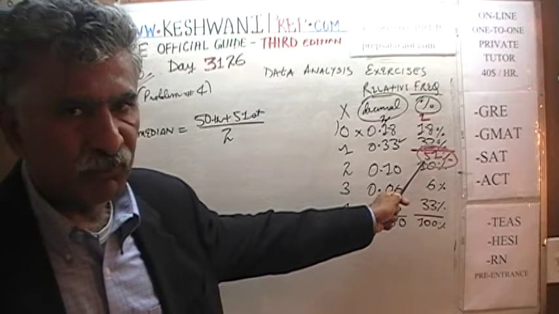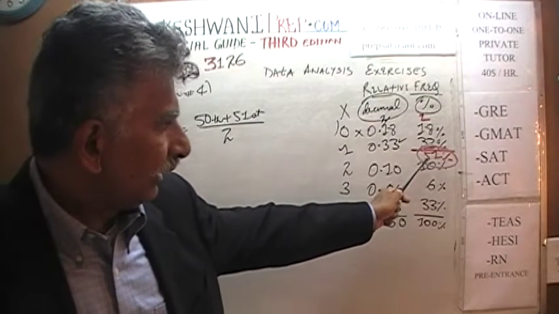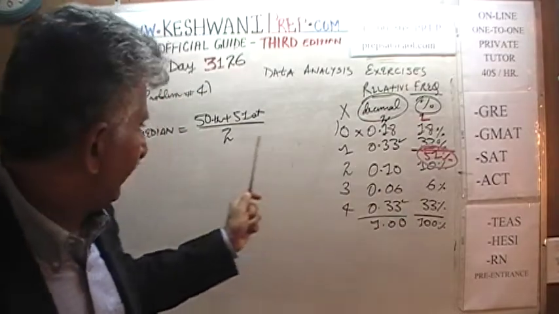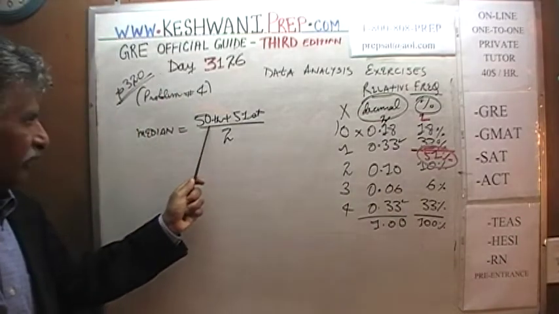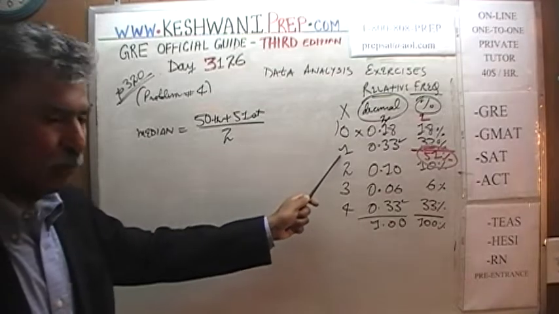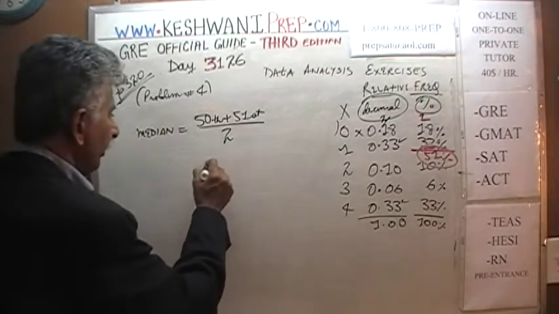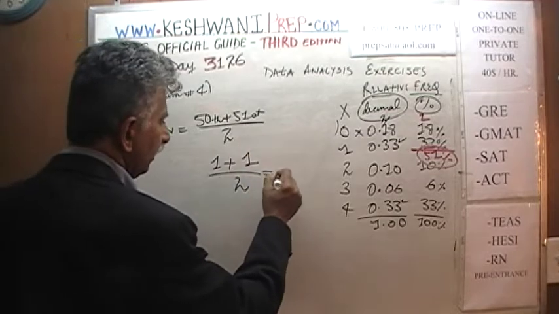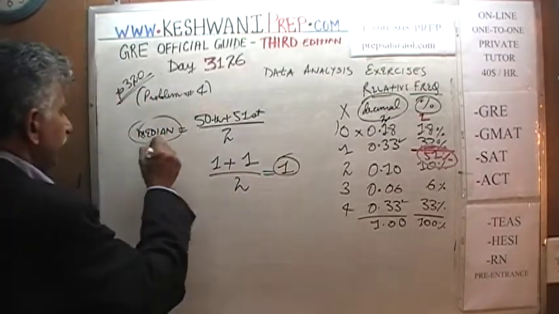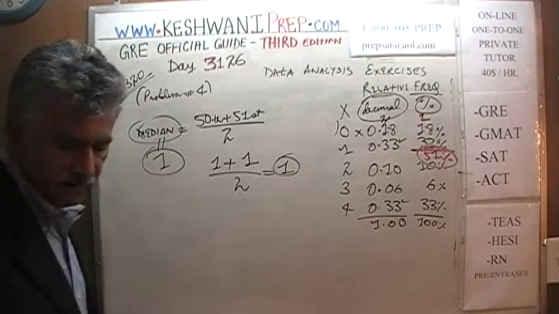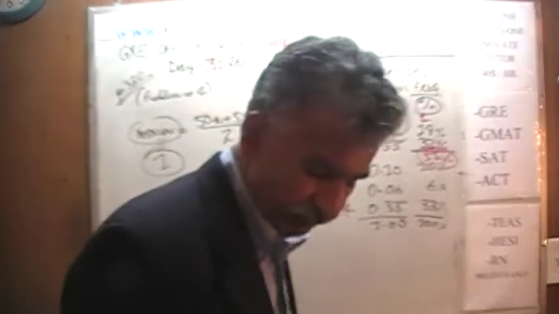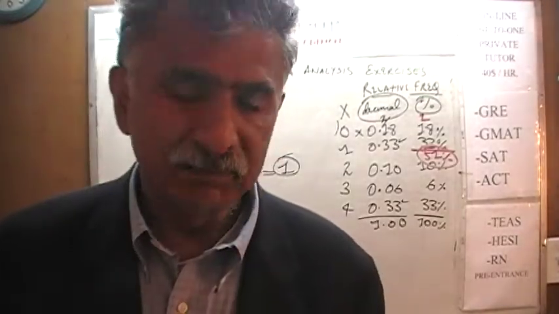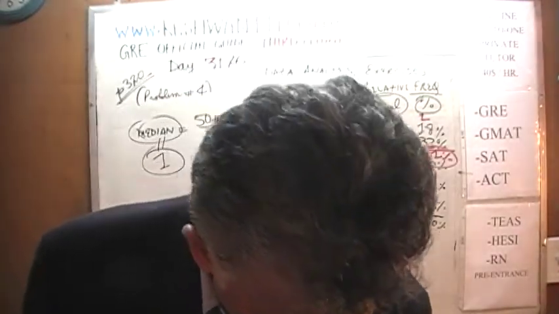We don't have to know the absolute number of observations. It goes on to 51%, which means the 50th observation and 51st observation, they are both 1. 50th observation is 1, and 51st observation is 1. You divide by 2, because they are both 1, the median is equal to 1. Median is the average of the 50th observation and 51st observation, and in both cases it is 1, hence the median is 1.